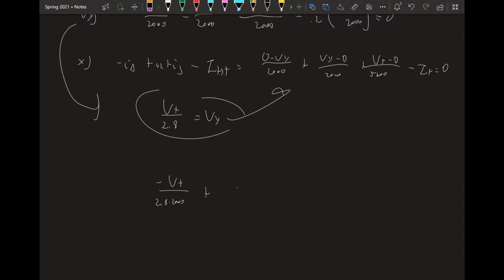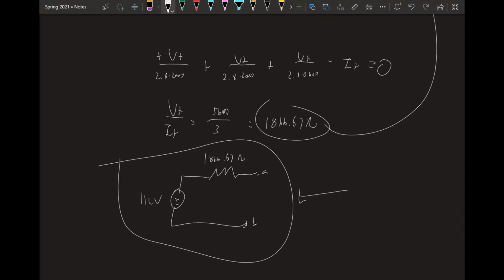And so then the Thevenin equivalent comes out to be 1866.67 ohms and 112 volts. And then we have A and B. So the whole circuit reduces down to this at those terminals A and B.